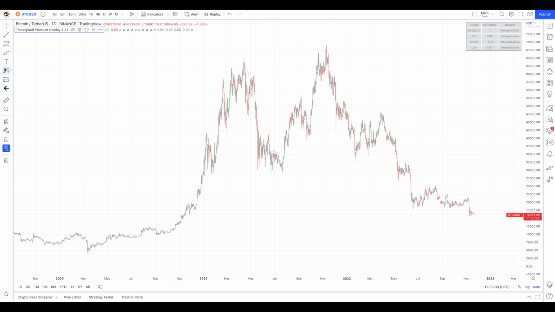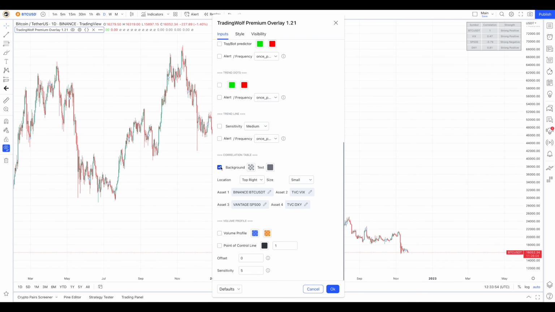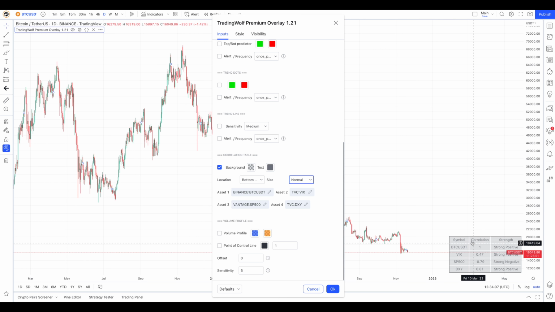So I'll just explain the settings here. So you obviously can toggle that off and on. You can change the background color, the text color if you want to make it more prominent. You can change the location, maybe you want it in the bottom right instead. And you can actually change the size of the table as well, so you can increase it, decrease it, do whatever you want there. Now we can also change the list of assets we're looking at.